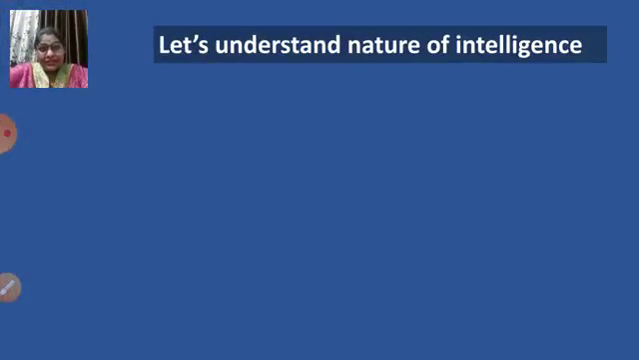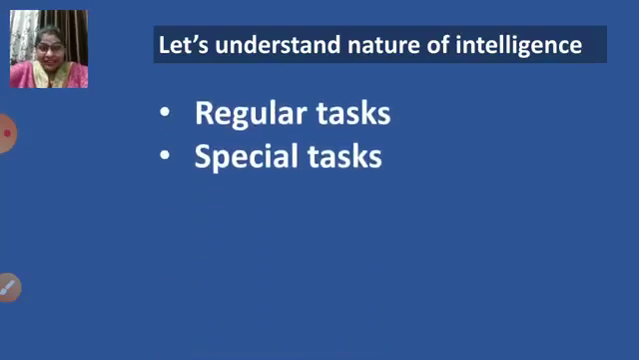Before knowing what artificial intelligence is thoroughly, children, let us first understand the nature of intelligence. To understand the nature of intelligence, we should understand the everyday tasks we perform in our life. They can be categorized into two types, children: regular tasks and special tasks. Regular tasks can be done by anybody with a common intelligence, and special tasks need some special intelligence.